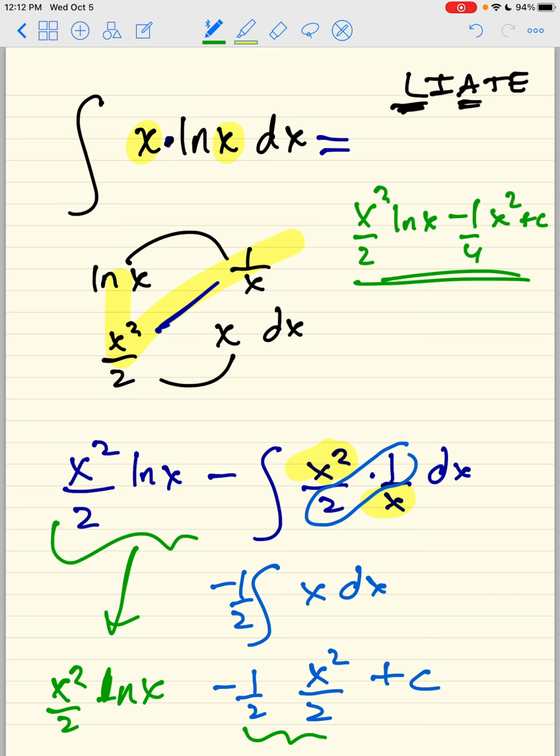Again, we did integration by parts because it's a product, and this was not 1 unit bigger in degree than this. So that's generally how you do integration by parts.